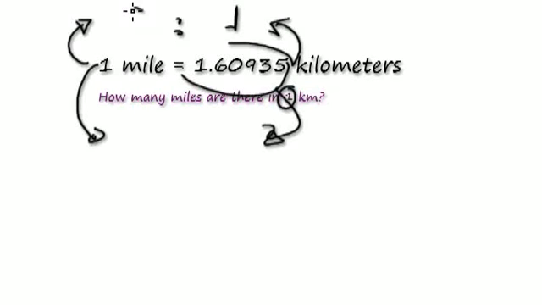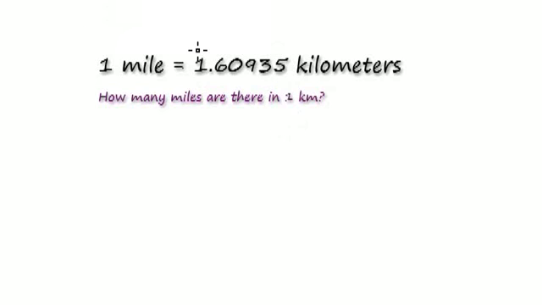So the mile should be less than 1. Okay, so it should be less than 1. Well, anyway, I want to know how many miles would that be in 1 kilometer here. Okay, so press pause and have a go. Okay, so start by writing your ratio here. Think of it as a ratio problem.